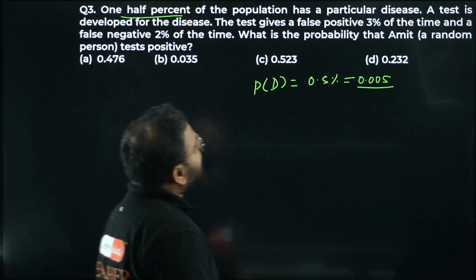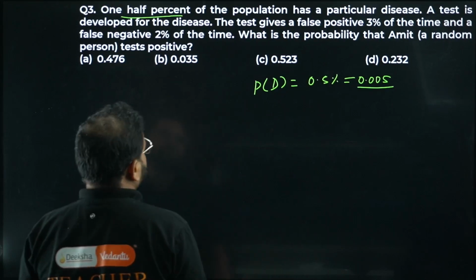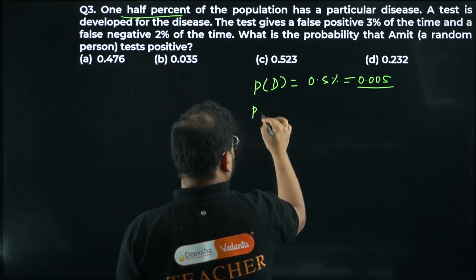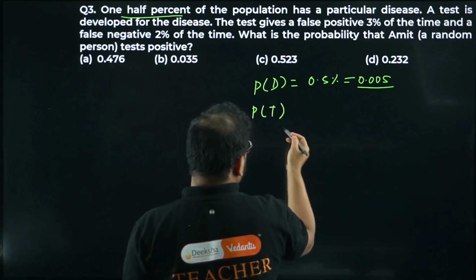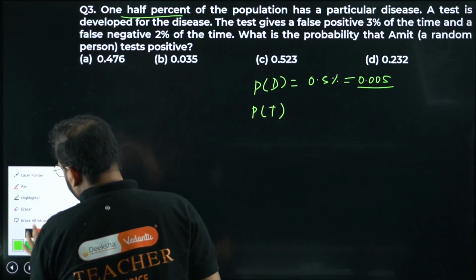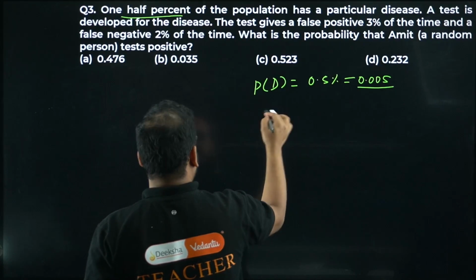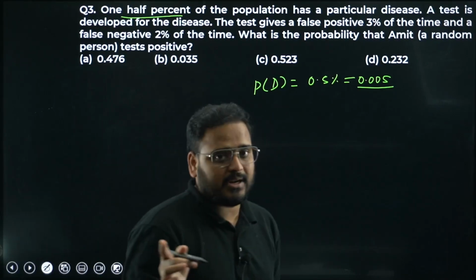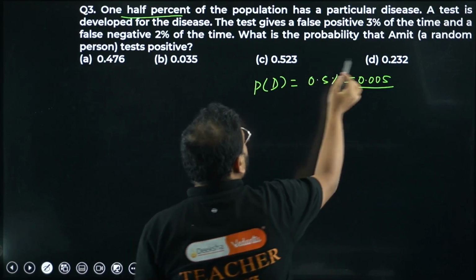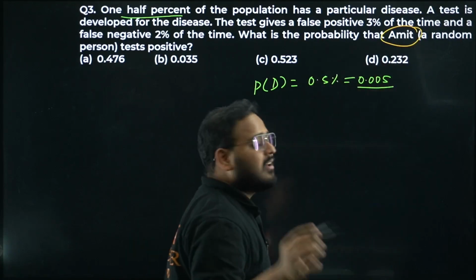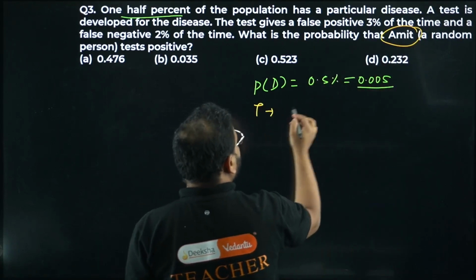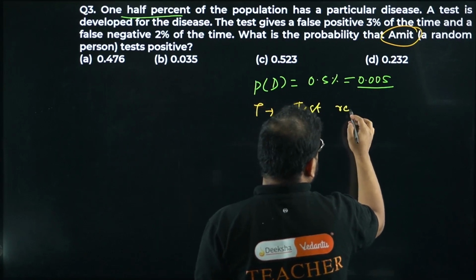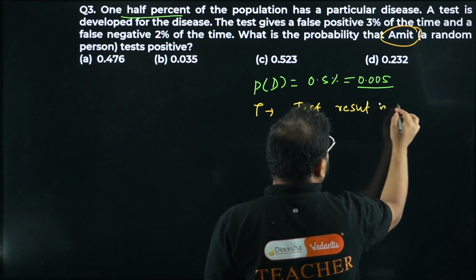What is the probability that Amit, a random person, tests positive? So the event we're looking for, let's call this T. Before I start with that, have a look. He's not saying that the person should be sick or something like that. They're not saying the event is that Amit is actually sick. The condition is only that event T is that the test outcome should be positive. Test result is positive.